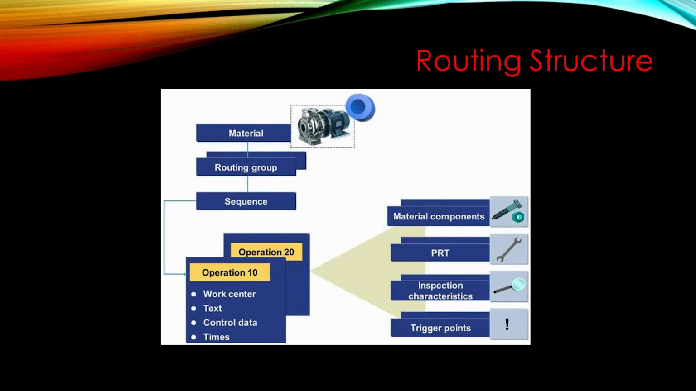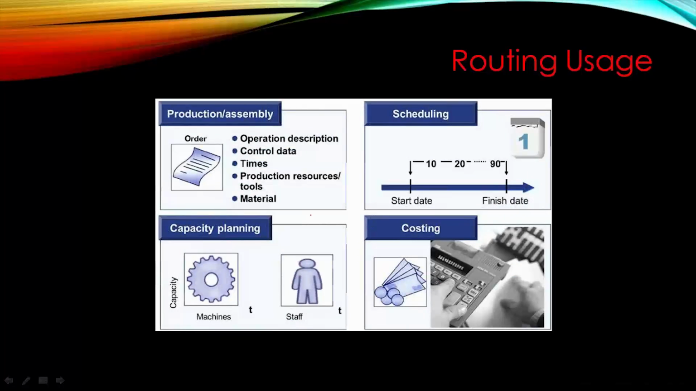So in the routing you can see you have different operations. Operation number 10, here you enter the work center, you can enter the text, you can enter the control key, you can enter the time taken. Same way you can enter operation 20, 30, 40. And routings have some other setups as well, like material component, PRT, inspection characteristics, and all that. Let me show you this one.